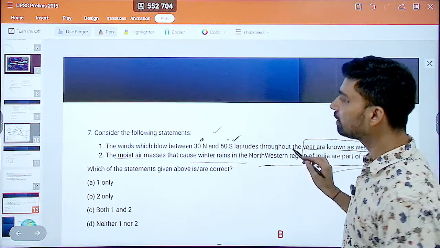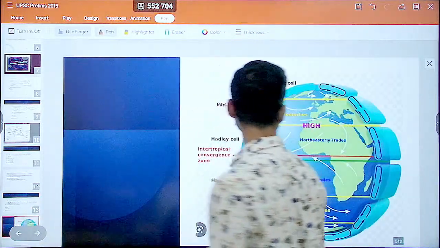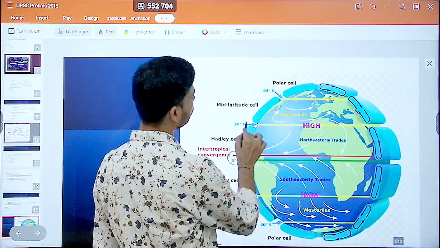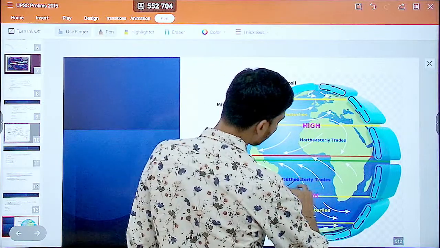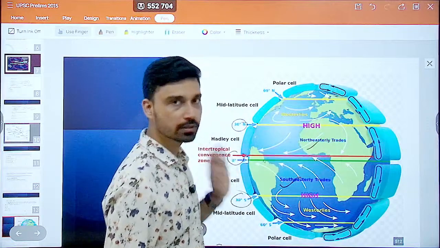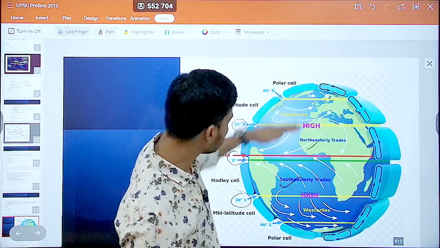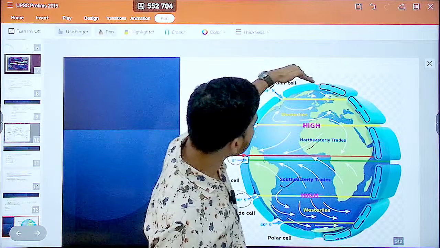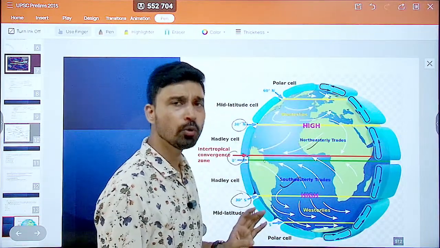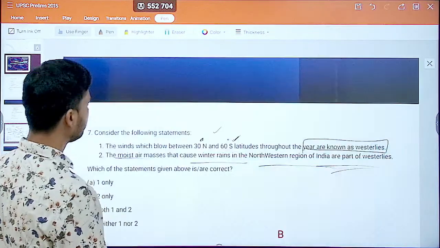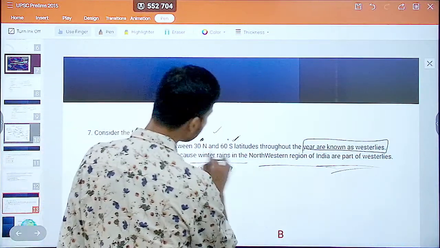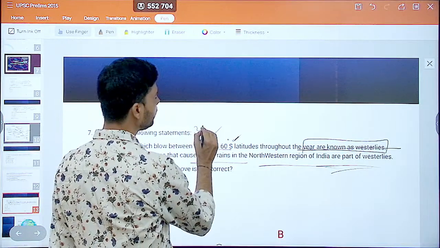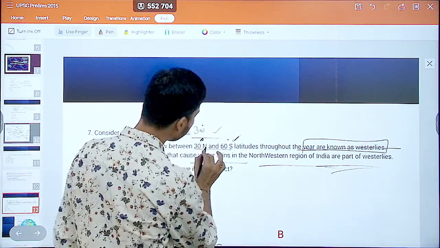But actually, if you look at the map of the world and the distribution of the surface winds, between 0° and 30° north and 30° south, this area is occupied by the trade winds, northeasterly trade winds and southeasterly trade winds. Between 30 to 60° north and 30 to 60° south is the region we call the westerlies, and between 60 to 90° in both hemispheres we have the polar easterlies. Now as per the question, they are asking the winds which blow between 30° north and 60° south throughout the year are known as westerlies. This is incorrect, because here it should be 30° south to 60° south, or 30° north to 60° north.